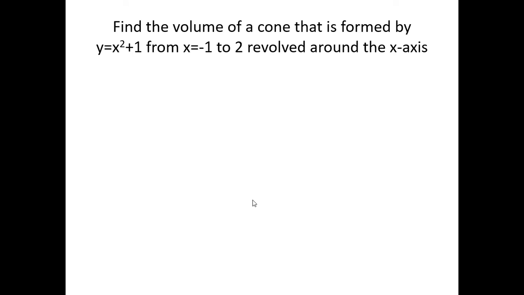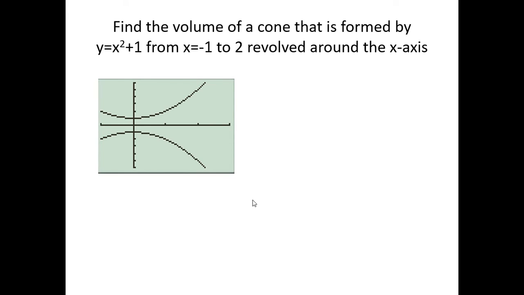Okay, find the volume of a solid that's formed by x squared plus 1 from x equals negative 1 to 2, revolved around the x-axis. So if you take a look, this is the graph. The parabola opens up. The bottom of it is at the point (0, 1), from negative 1 to 2. So you can see the tick marks on there. And then we're going to revolve it around the x-axis. So if you do that, then we get this.